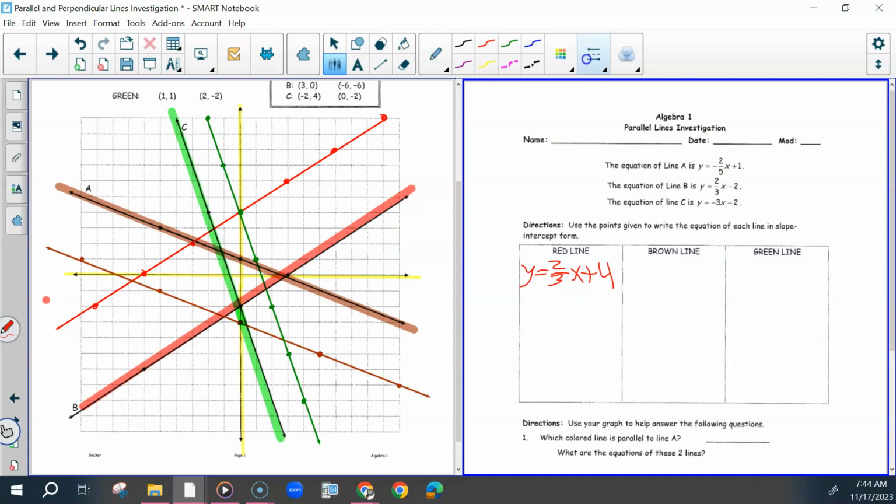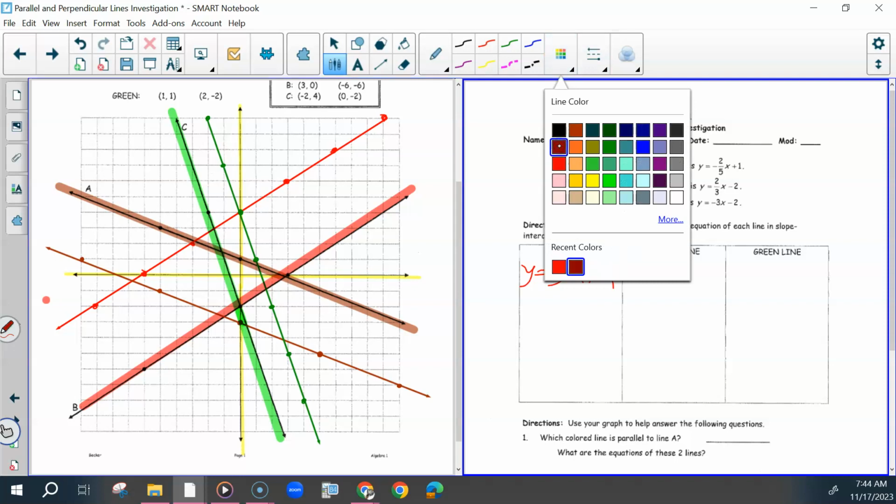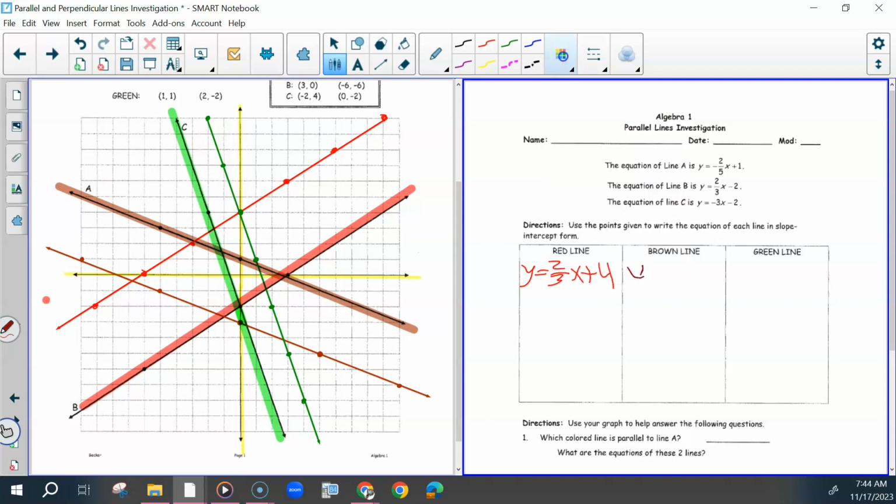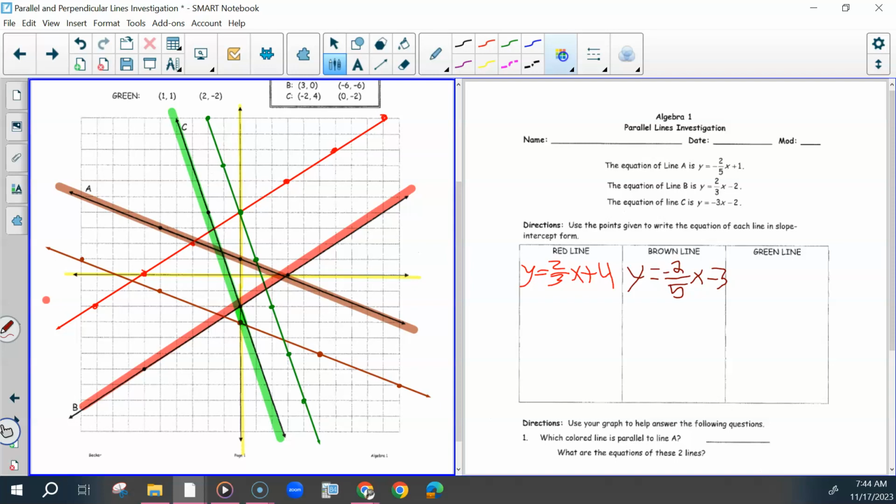Your brown line has a slope of -2/5, y-intercept at -3. I'm going to make this bigger if you can't see it in a minute. And then the green line, the slope was -3/1. Y-intercept at 4 as well.